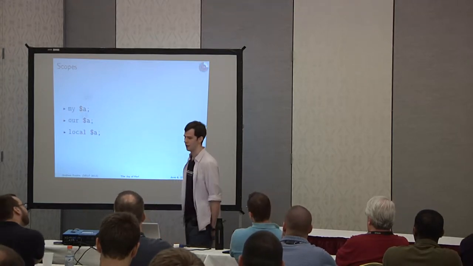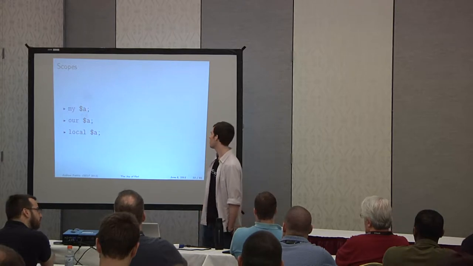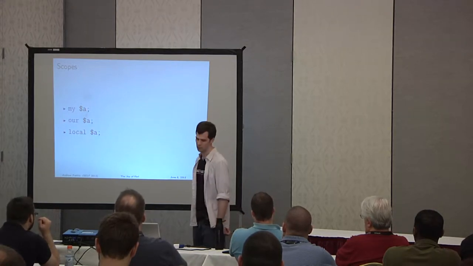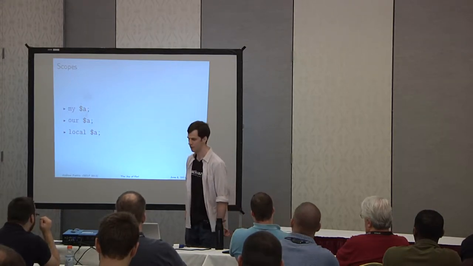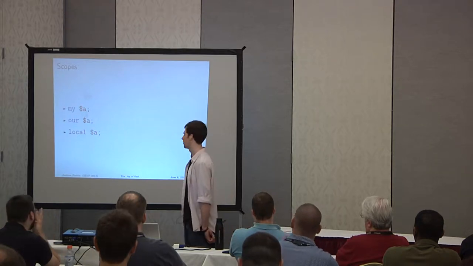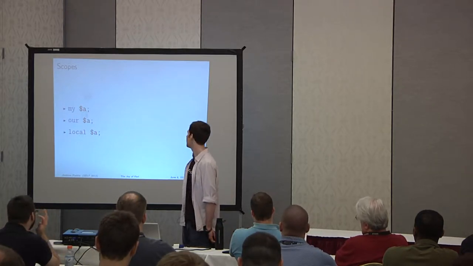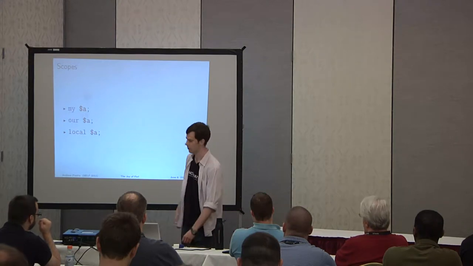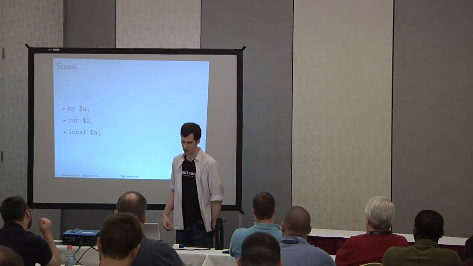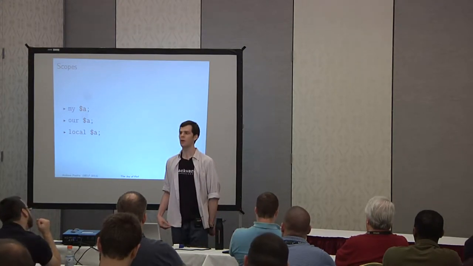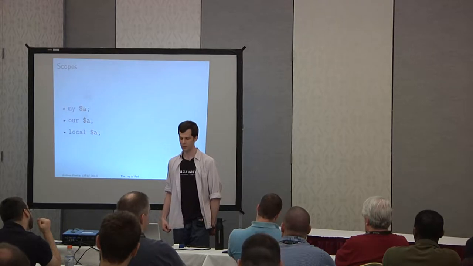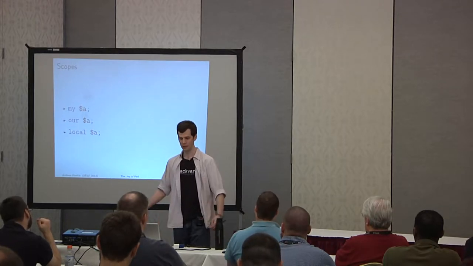Scoping. When you use strict, you are required to give all your variables some sort of scope. And in Perl, there are generally three types of scope that people will tend to use: my, our, and local. Although people don't usually use local. My is private scope, our is global scope, local is what is called dynamic scope.